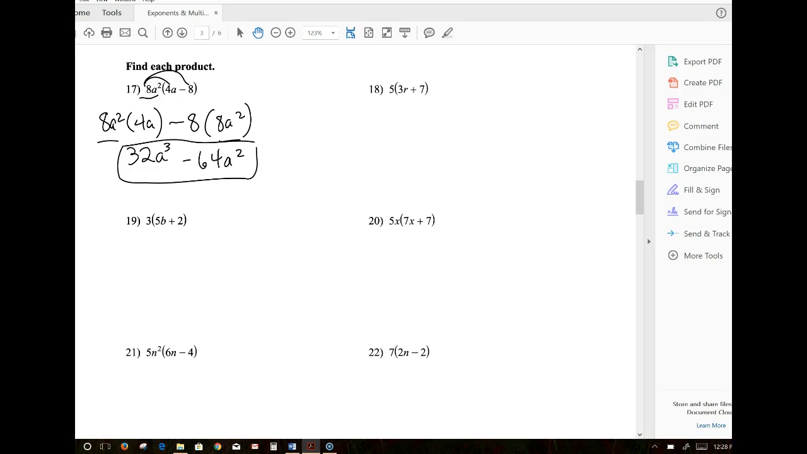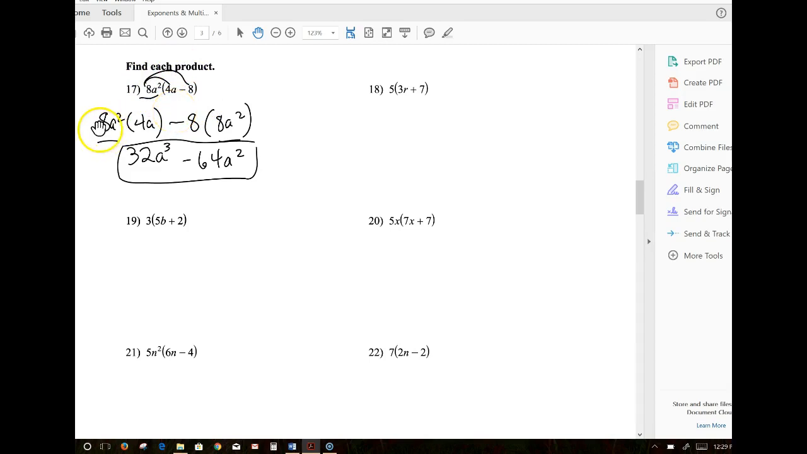So in example 17 here, we have a monomial, this 8a squared, multiplied by the binomial 4a minus 8. Whenever we multiply a monomial times a binomial, trinomial, any number of terms inside there, you're simply going to distribute that monomial to each term and multiply. So that's why I have these little arrows here, or kind of little rainbow looking things. We're multiplying 8a squared by 4a. Next, we're going to multiply 8a squared by negative 8.